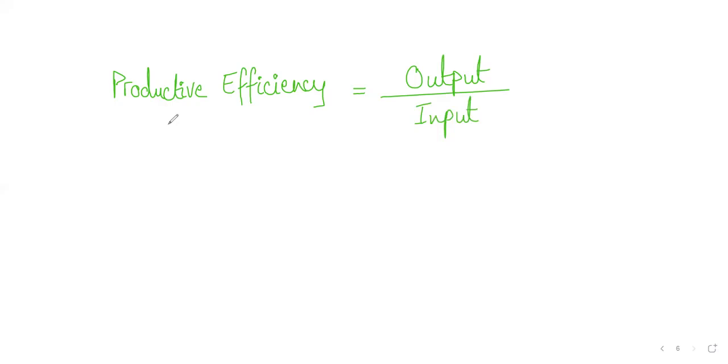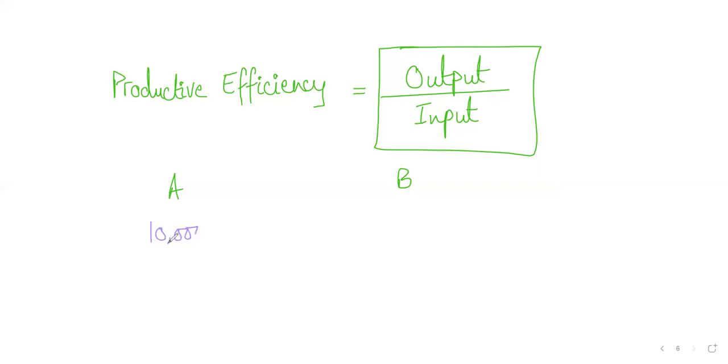The easiest way to calculate productive efficiency is to find the output over input. How many units of output are being produced against each unit of input? That is your productive efficiency. Now, let me give you a very simple example. Let's say there are two businesses, two factories: factory A and factory B. Let's say these companies produce footballs. Factory A produced 10,000 footballs and factory B produced 20,000 footballs.